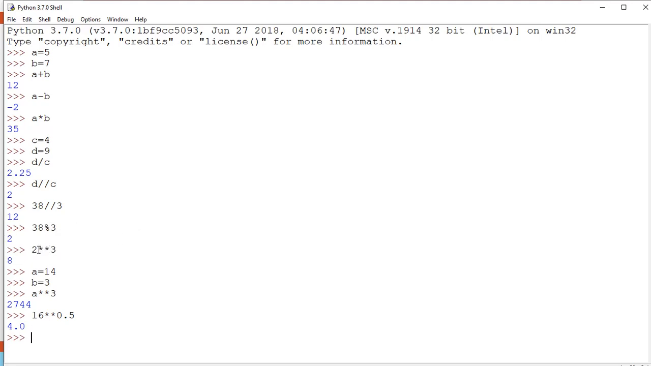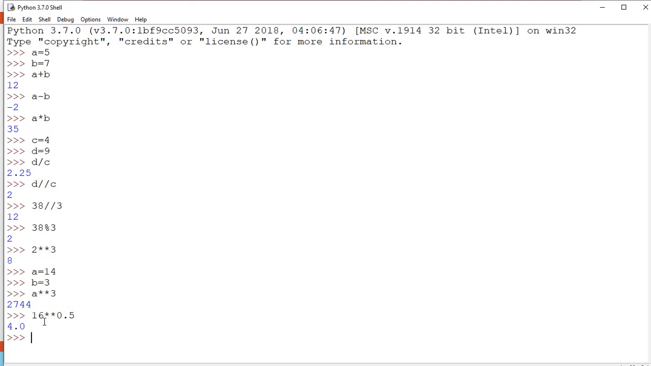Okay, this is for the power, known as the exponentiation operator. Whenever you use a double asterisk, the first value before the asterisk is the number on which the power is to be raised. The second number is the actual power. So 2 to the power 3 gives the answer 8. Here we have taken 14 to the power 3, so the answer is 2744.